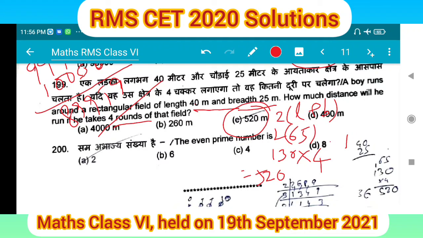Next, the even prime number is 2. So, completed the solution of mathematics of class 6 RMS, okay, which was held on 19th September 2021.